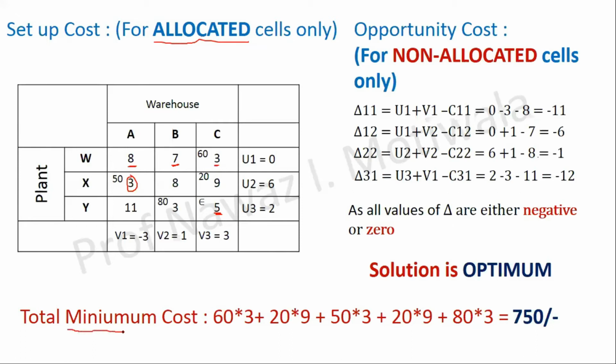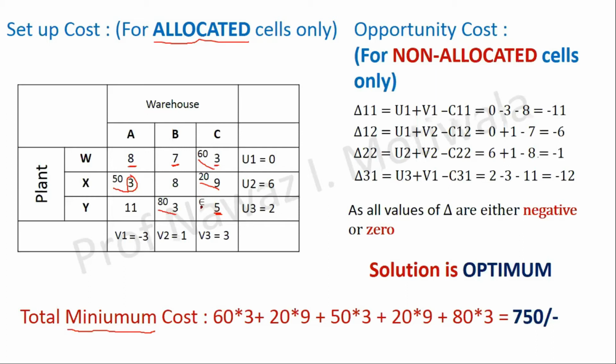I have added this word. Total minimum cost is equal to, everything remains same, 60 multiplied by 3, 50 multiplied by 3, 20 multiplied by 9, 80 multiplied by 3, and this should be included. That is 5 multiplied by epsilon.